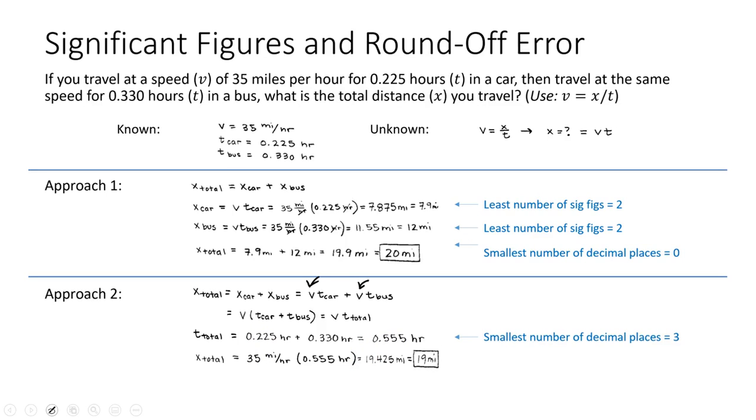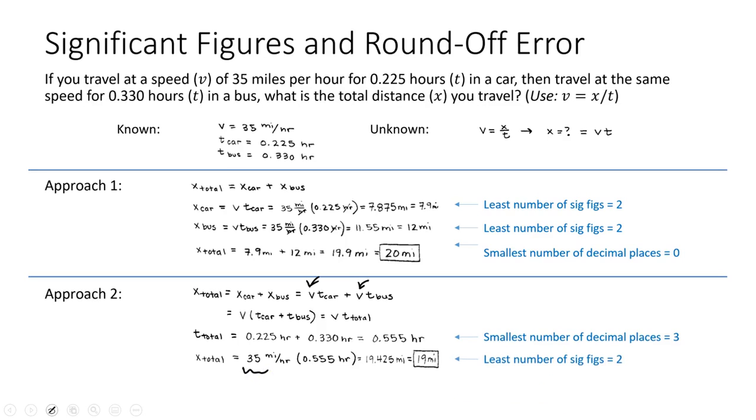Then I multiply that total time by the speed, which is 35 miles per hour, to get the total distance traveled. That multiplication gives me 19.425 in my calculator. And then I need to remember that I need to round to the smallest number of sig figs. Here that's 2 for the 35 mile per hour guy. And so I would round to 2 sig figs and I get 19 miles.